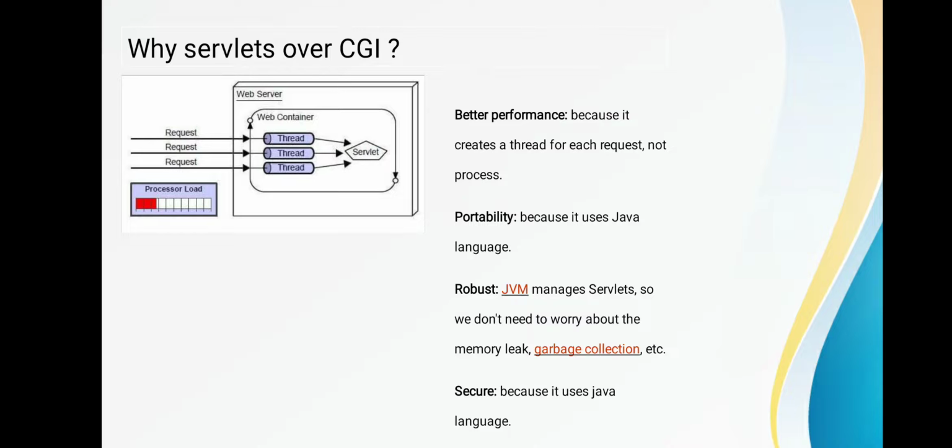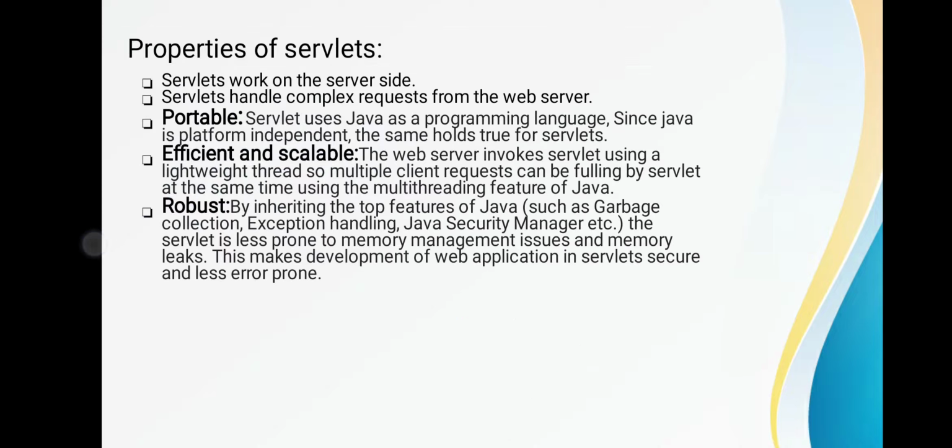Now we will see why we use servlets over CGI. Because of better performance of servlets over CGI. Because servlets create a thread for each request, not for the process, we use servlets. Second one is portability. Servlets use Java language, so we use servlets over CGI. Generally, servlets are robust. That means JVM manages servlets, so we don't need to worry about memory leak or garbage collection, etc. Generally, servlets are more secure than CGI because it uses Java language.